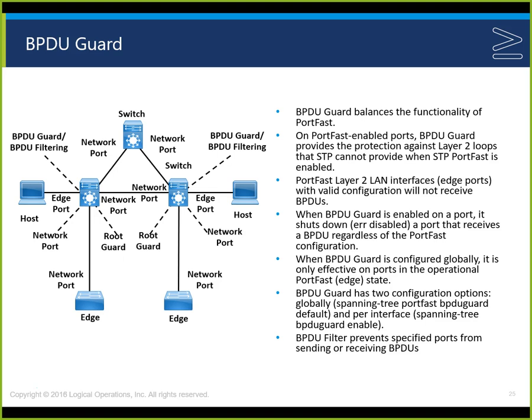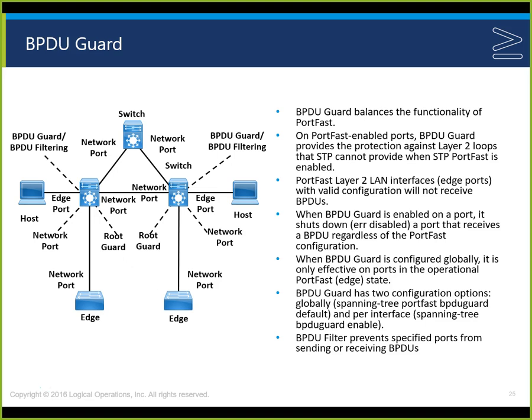It balances the functionality of portfast. BPDU guard provides protection against layer 2 loops that spanning tree can't provide when portfast is enabled. Layer 2 interfaces, the edge ports with valid configurations, don't receive BPDUs. When BPDU guard is enabled on a port, it shuts down, puts in error-disabled, a port that receives a BPDU.